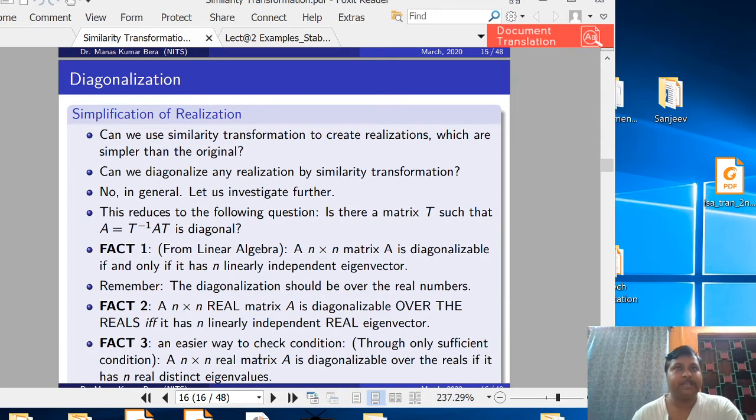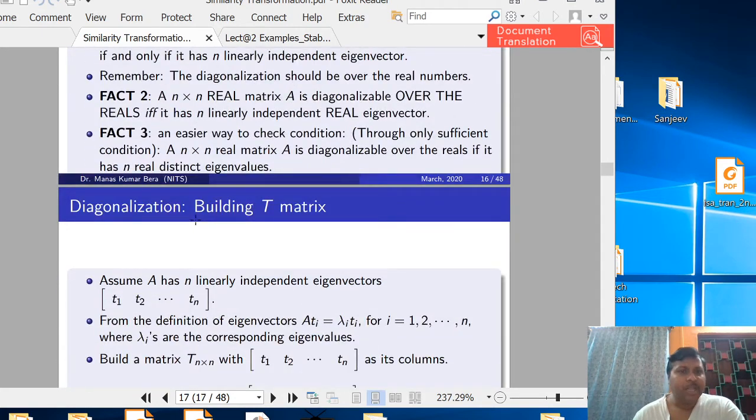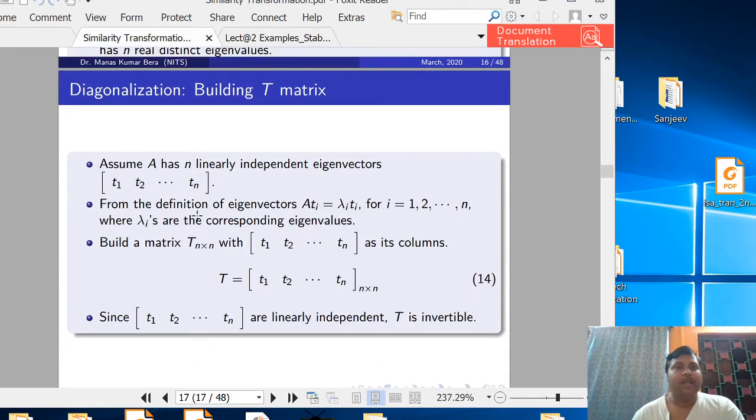And how will you check that? If you find that all the eigenvalues of the given A matrix are real, then the diagonalization is possible. Means a T matrix exists by which you can transform the non-diagonal form to the diagonal one with this relation, T inverse AT. So A bar will be diagonal when you do the operation T inverse AT. So in the next question we will ask how this T matrix will be built.